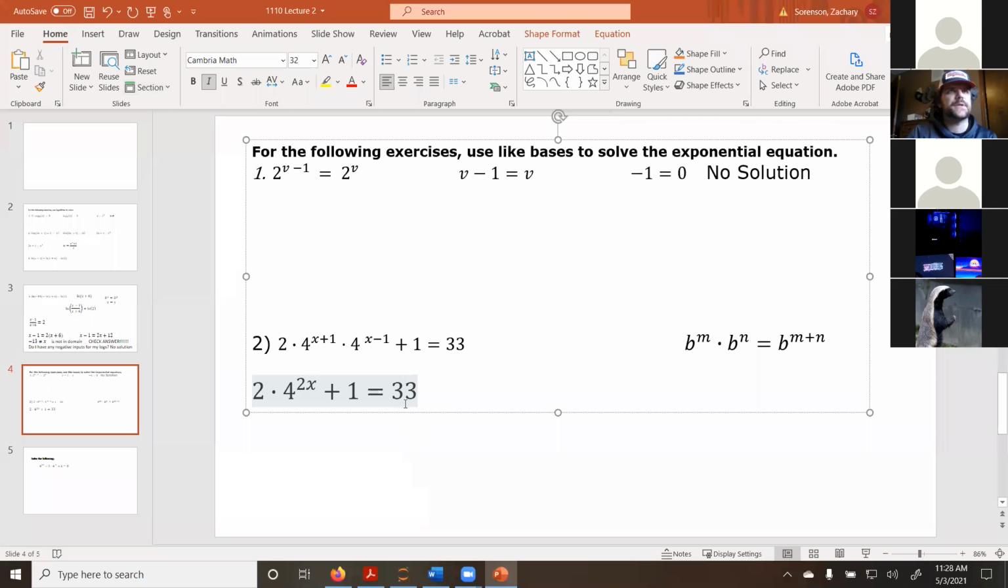I kind of already mentioned what the next part of my process is, but does anybody know what I should be doing at this point? Any thoughts? Would you subtract the 1 from the left side? Yes. Why are you doing that?